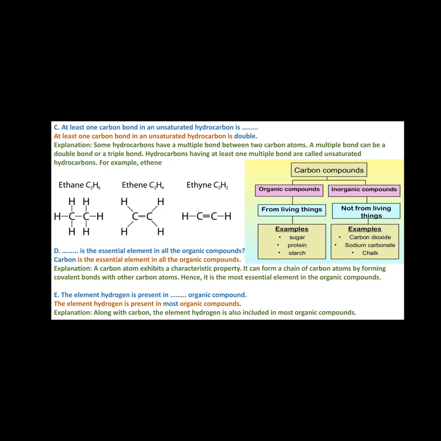This is the characteristic of carbon, that it forms a chain of carbon atoms by forming covalent bonds. The formation of covalent bonds is characteristic of carbon. So carbon atoms form various compounds because of the covalent bond nature, and it is an essential element in organic compounds. Question number E. The element hydrogen is present in blank organic compounds.